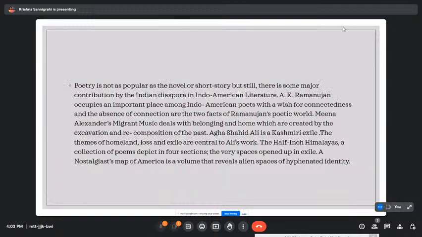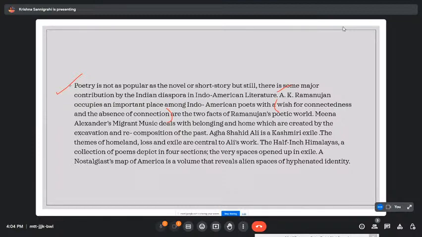Now, poetry is not as popular as the novel or short story, but still there are some major contributions by the Indian diaspora in Indo-American literature. So R.K. Ramanujan occupies an important place among Indo-American poets, with a wish for connectedness and the absence of connection being the two facets of Ramanujan's poetic world. What are the two? Wish for connectedness and absence of connection. These are the two facets of Ramanujan's poetic world.